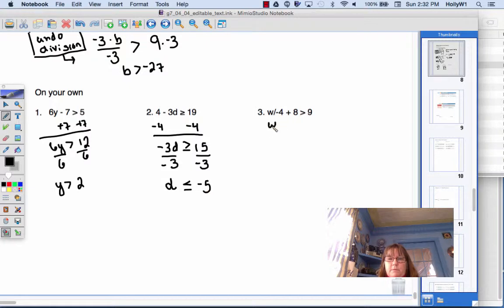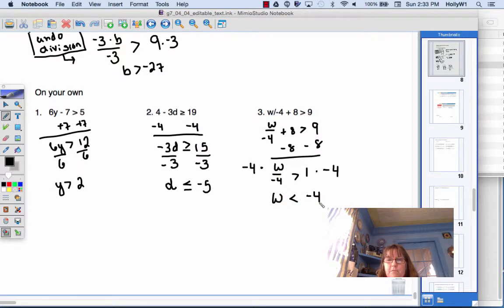Let me rewrite this as w divided by negative 4 plus 8 is greater than 9. So we're going to undo this addition by subtracting 8 from both sides. We get w divided by negative 4 is greater than 1. Well, we're going to multiply by negative 4 because we're going to undo this division. We're going to multiply this side by negative 4, and since we multiplied by a negative number, we're going to swap the inequality. So we get w is less than negative 4.